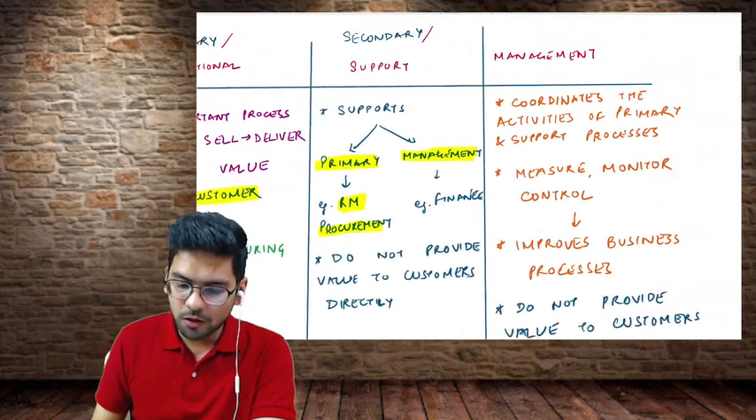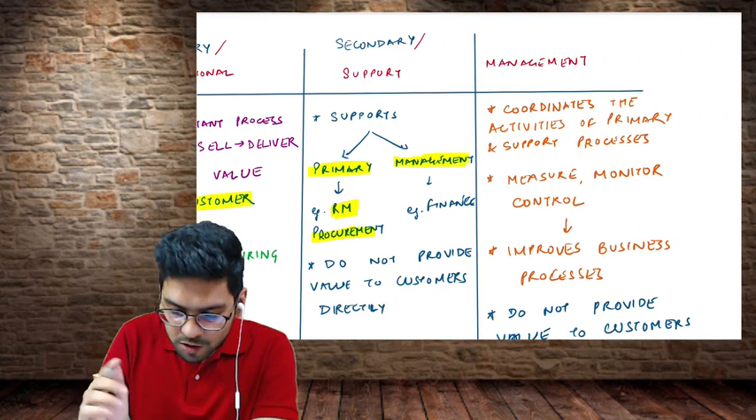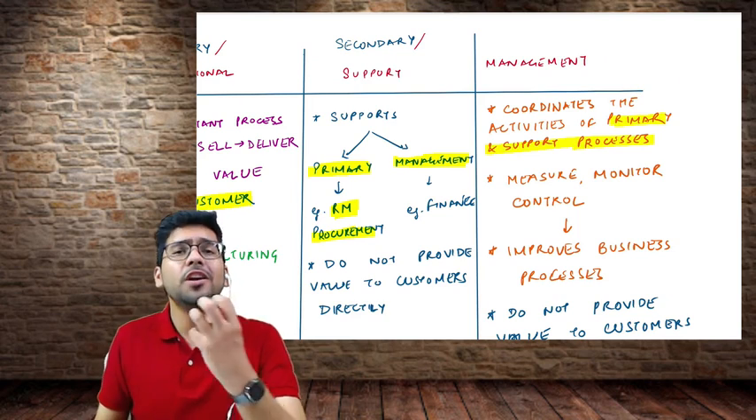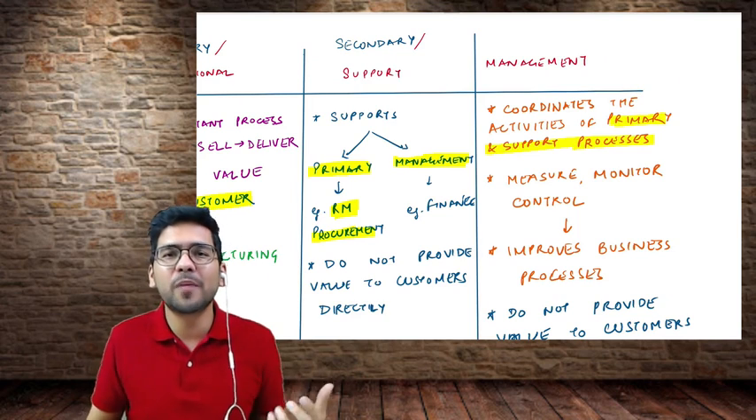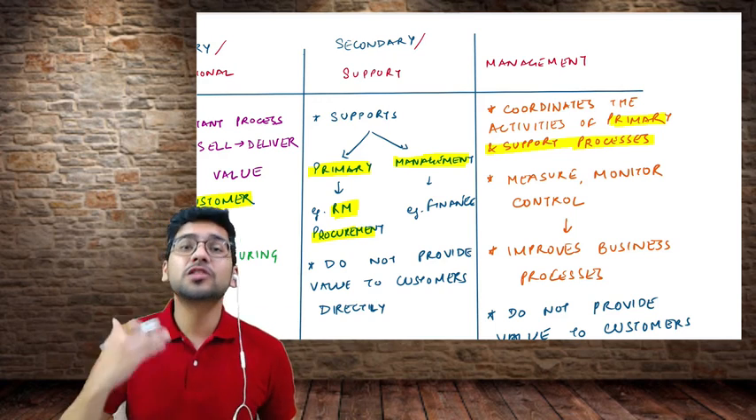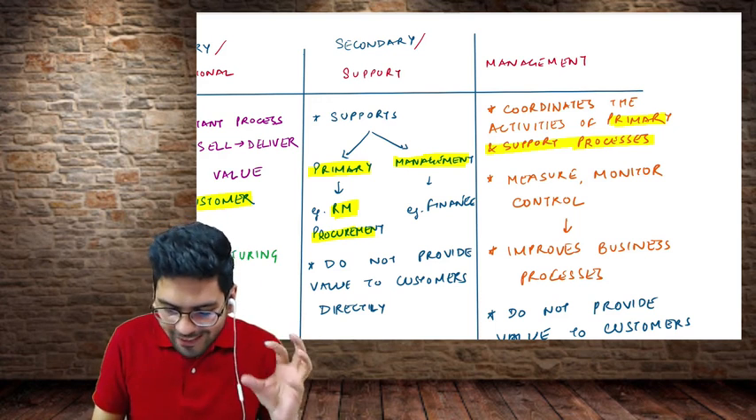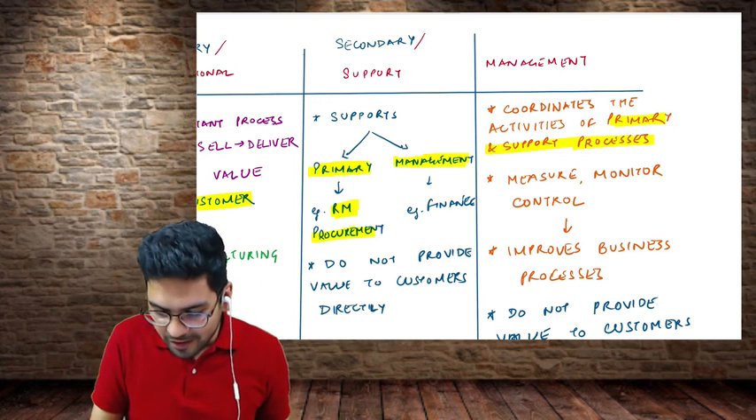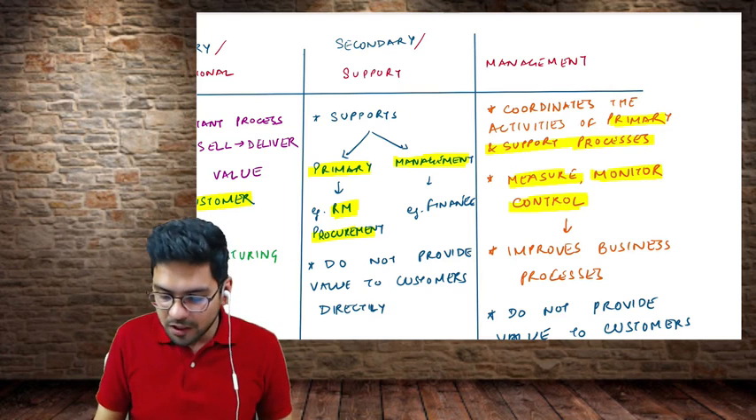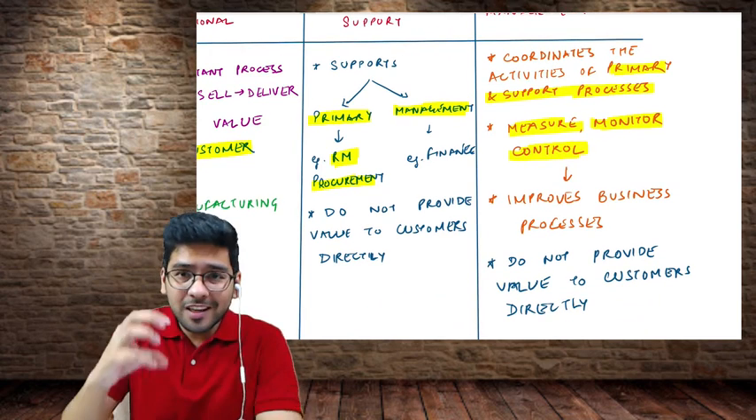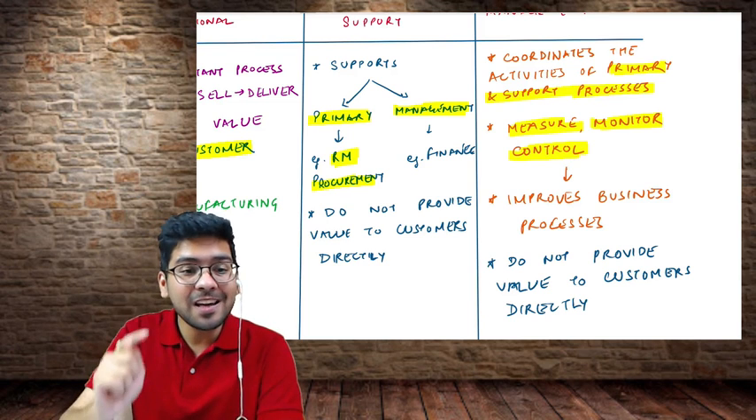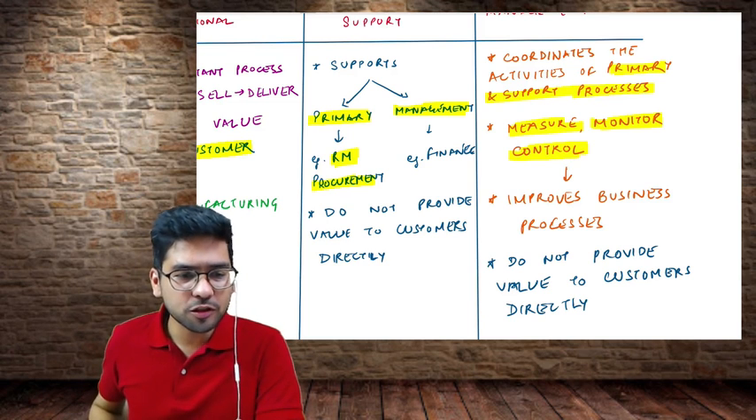And the third portion: what are the management processes? Management process coordinates the activities of primary and support processes. So coordination is required. When I talk about management, it is all about coordination, measuring, taking decisions, and resolving issues and problems. The three keywords you need to keep in mind here are measuring, monitoring, and then controlling. So it ultimately helps in improving business processes. When I say it helps in improving business processes, can I say that management processes directly impact the efficiency of the enterprise? Yes or no?